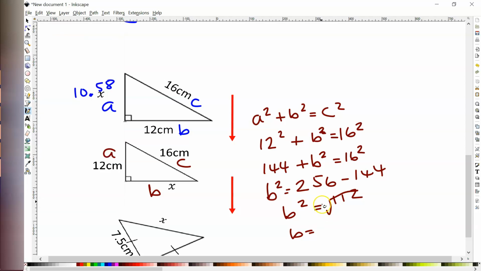That's a radical sign. Okay, it's called the radical sign. That would be 10.58 to 2 decimal places. So the side that we're missing, b, is 10.58 centimeters.